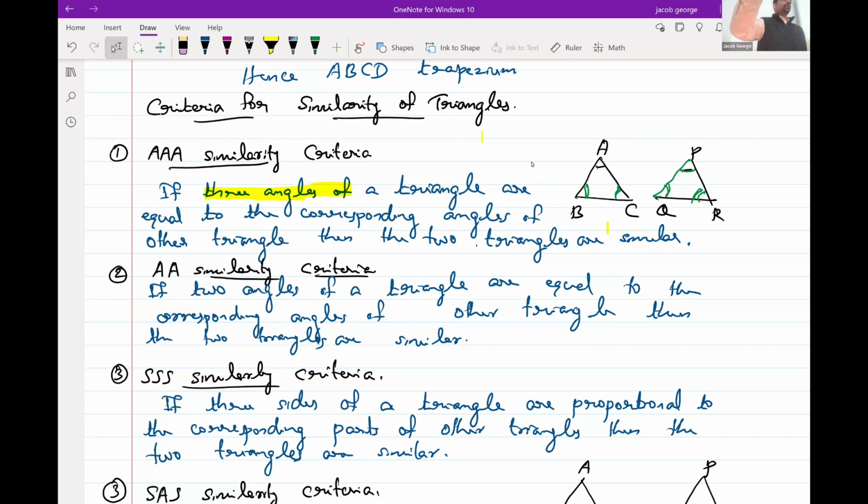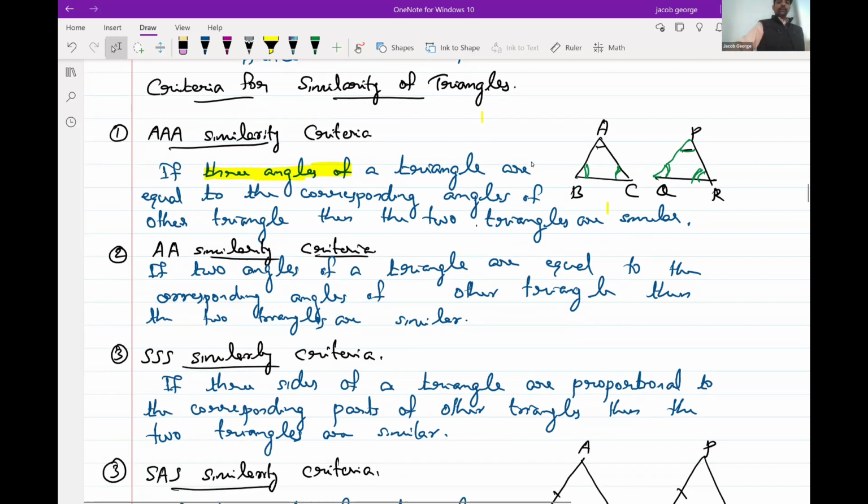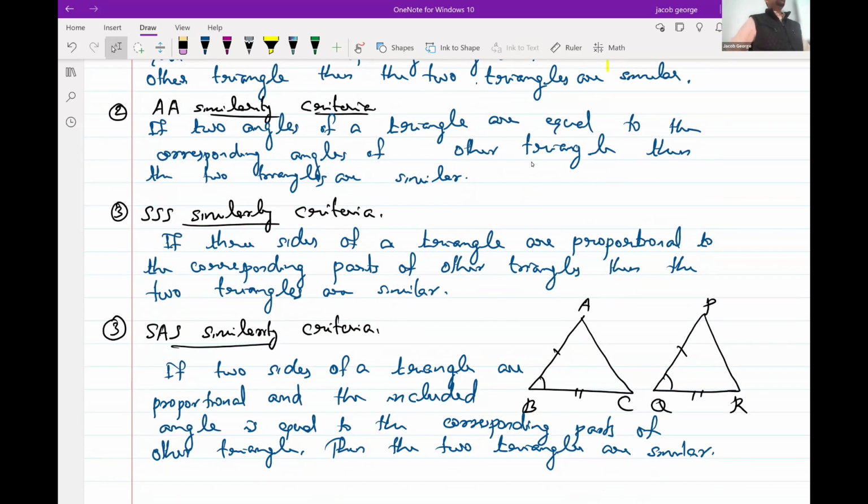Proportional means their ratios are equal. So that is the SSS similarity criteria. Finally, the SAS similarity criteria. SAS means 2 sides are proportional and the included angle is equal. What do you mean by included angle? The angle in between the sides taken. So these are the similarity criteria.